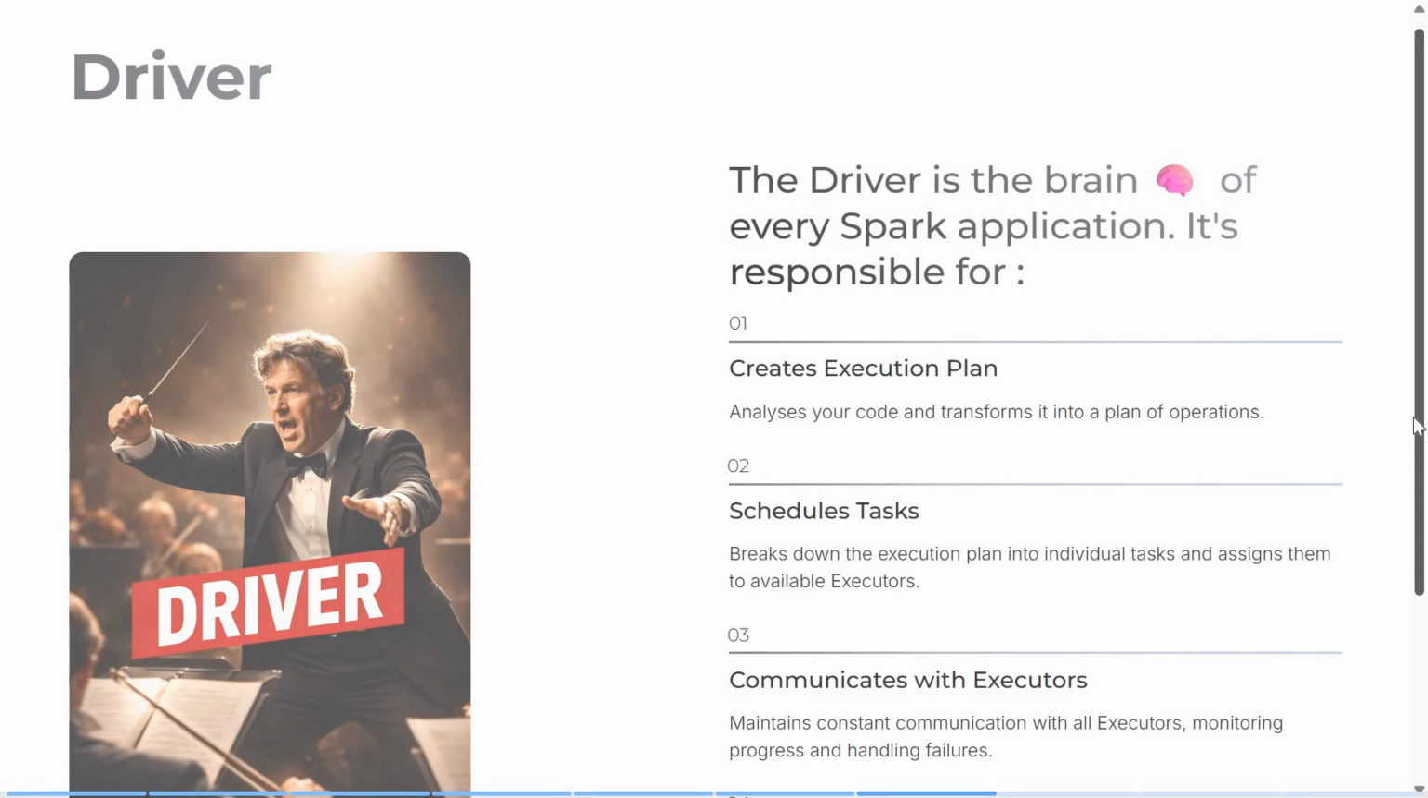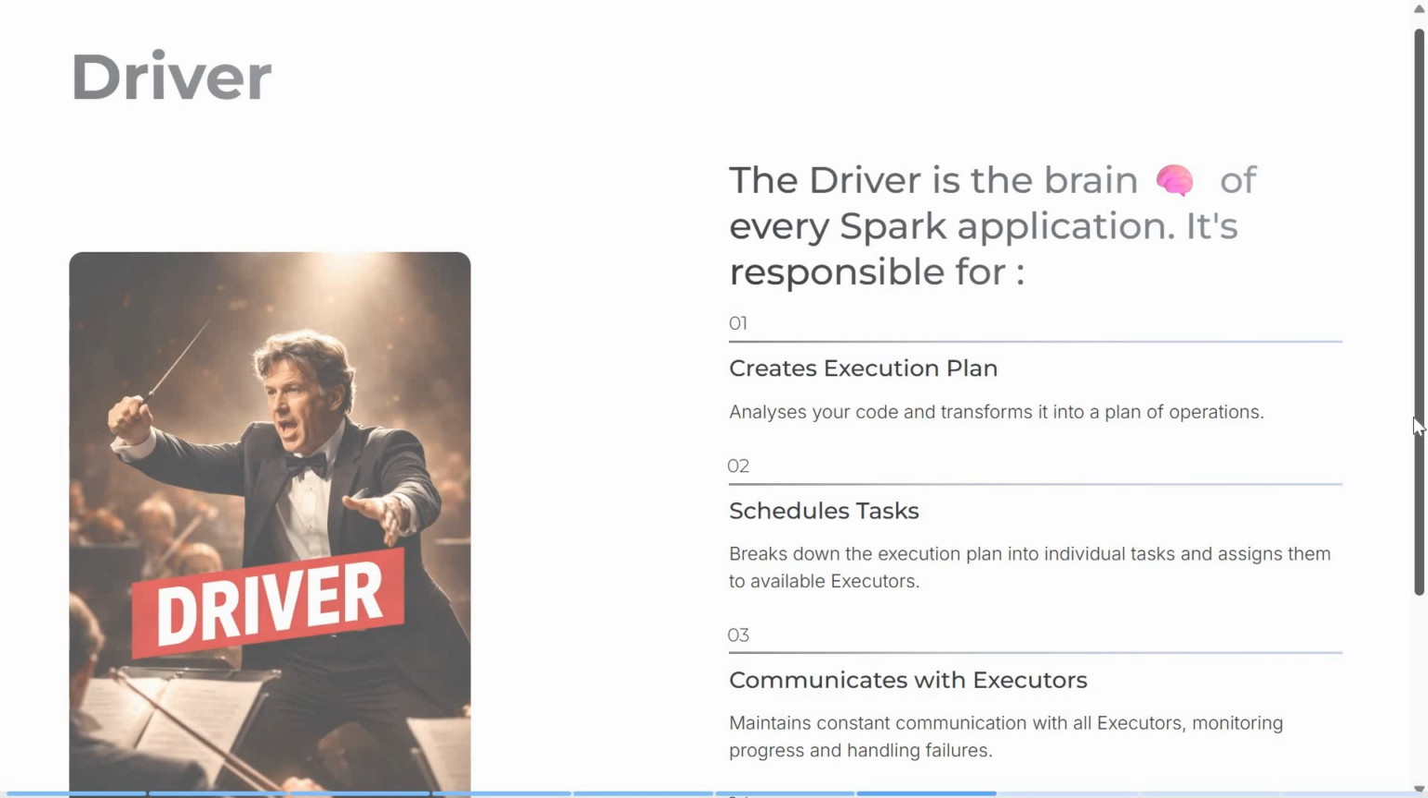So the driver itself doesn't really run your code. It analyzes your code, creates an execution plan, and decides what needs to be done. It doesn't process the data, it coordinates the work. So you can think of it as a manager. He decides what are the tasks that need to be done, what should each one of the team do, and he assigns the task to each member of the group.